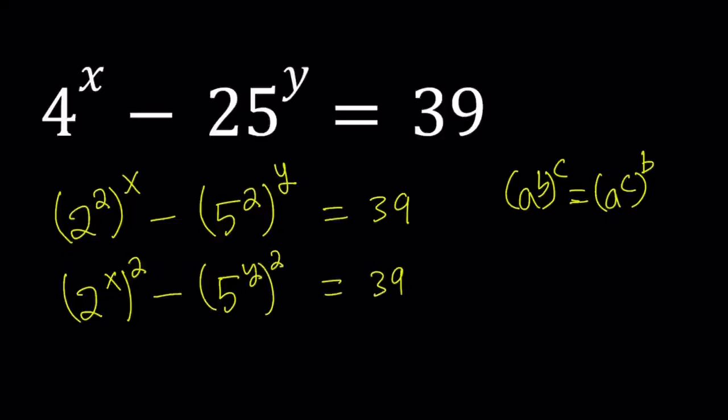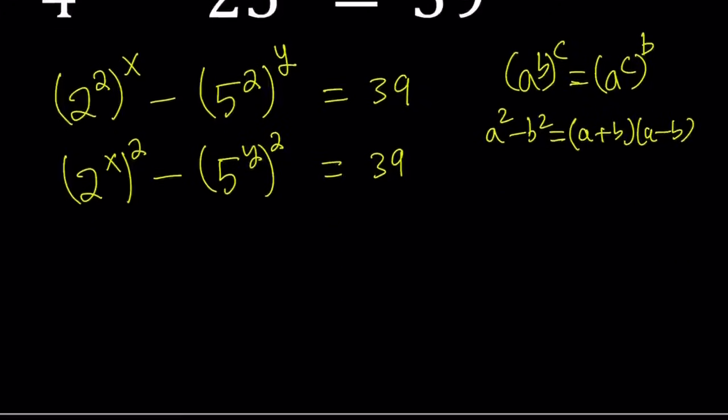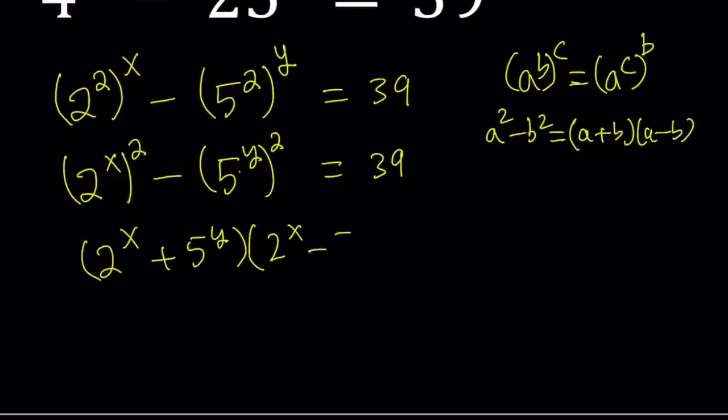Now the good thing about that is I can't really do anything to a difference of something to the power x minus something to the power y, but if they're both squares, I can definitely do something. And what is that called? Difference of two squares. Remember, I told you it's an important identity and we use that a lot, so make sure you have it memorized. Okay, so let's go ahead and do that now. We have a as our 2 to the power x and b as the second term, so we can write this as 2 to the power x plus 5 to the power y multiplied by 2 to the power x minus 5 to the power y, and the result is 39.